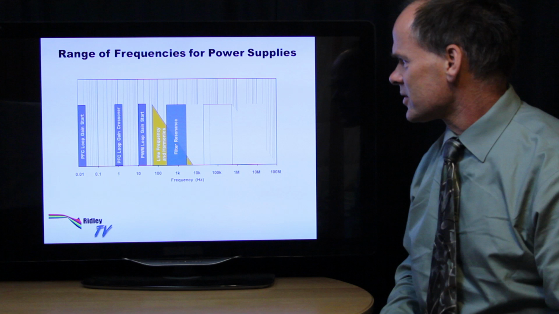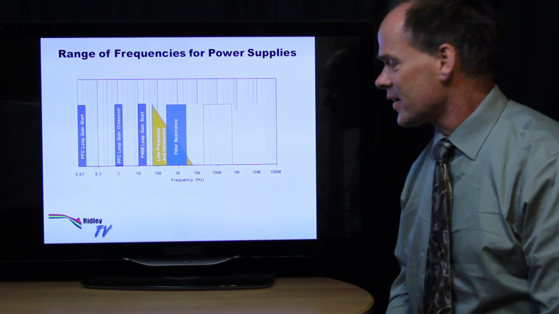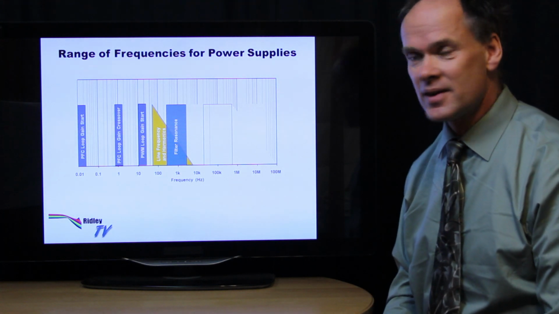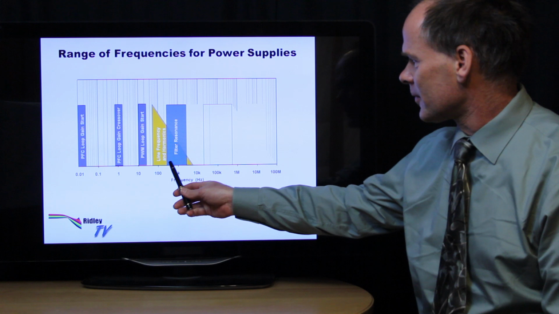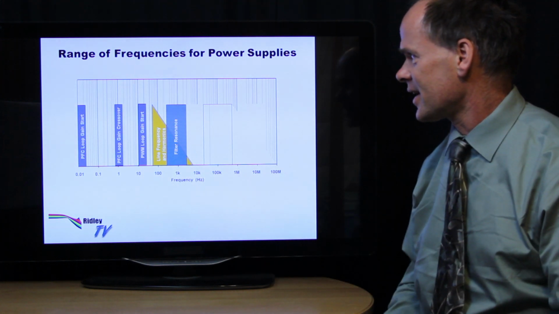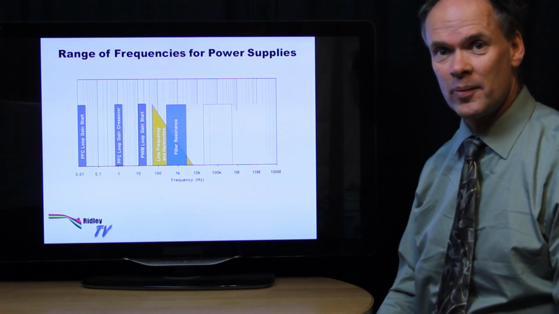Next thing we run into with switching power supplies are the filter resonances, and they're typically 1 or 2 orders of magnitude less than the switching frequency. So they can range anywhere from a few hundred Hertz out to 5 kilohertz, sometimes even as high as 10 kilohertz. You can have a broad range in there depending on the switching frequency of your power supply.